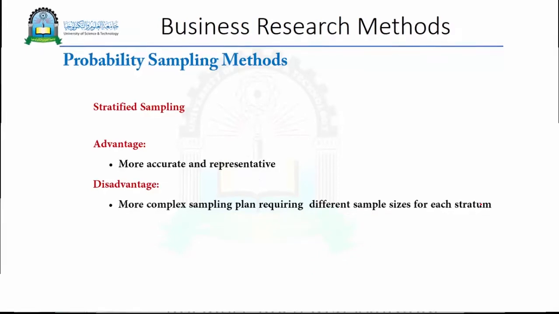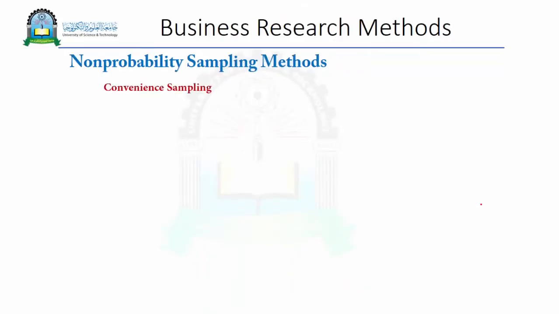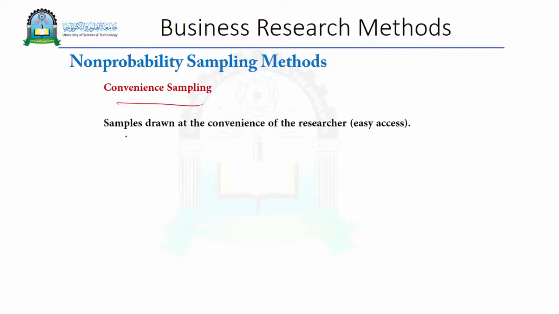The second method of sampling is the non-probability sampling, and I said this method is going to be for qualitative research because the chance is not known and the chance is not equal for the population to be chosen here. So the first one is convenience sampling, a sample drawn by the researcher at the convenience of the researcher or easy access. So the people that the researcher can reach can be included.